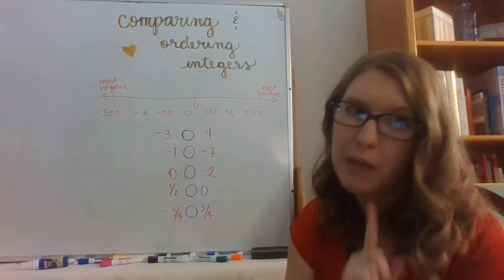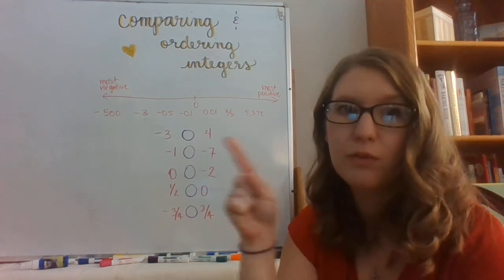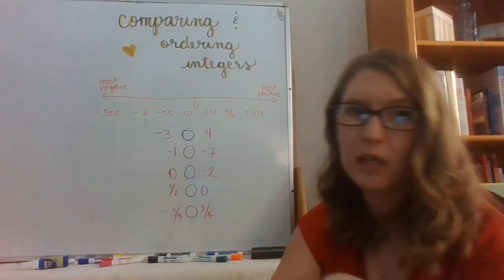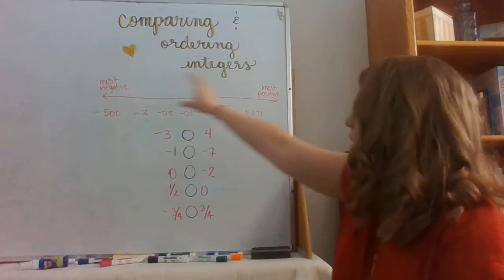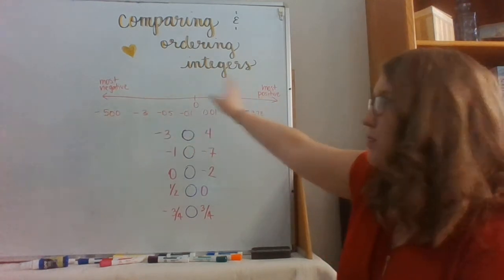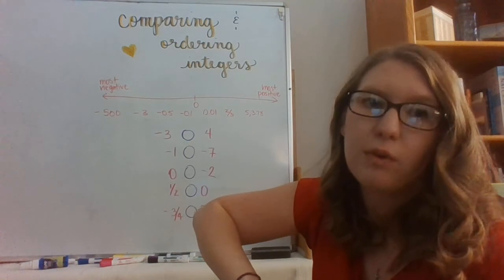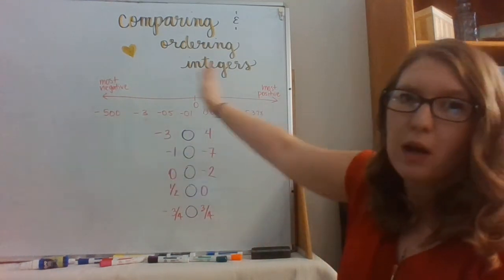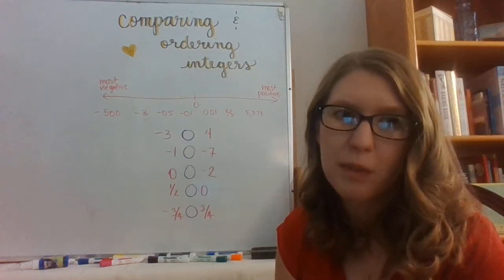Now, of course, this matters if I'm being told to order numbers from negative to positive, from least to greatest or greatest to least. If I'm ordering them greatest to least, then that's most positive to most negative. If I am ordering least to greatest, that's going to be most negative to most positive. Now, why am I using those terms, most negative and most positive?